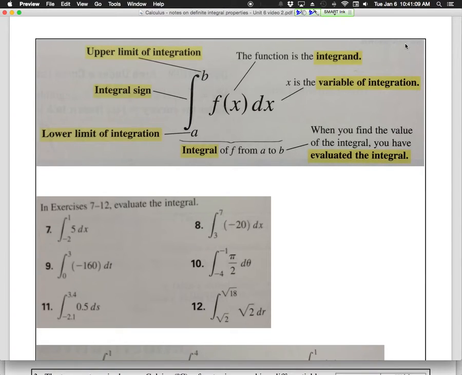Looking at properties of definite integrals, and then we're going to use those properties to evaluate integrals. That is what we're looking at today. It shouldn't be too difficult at all today.